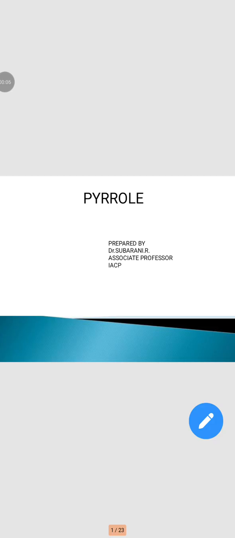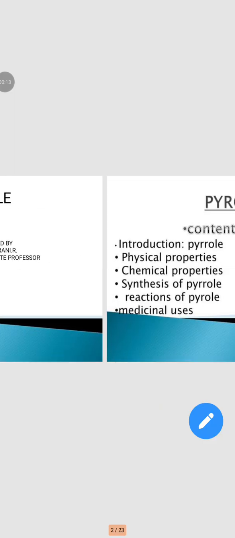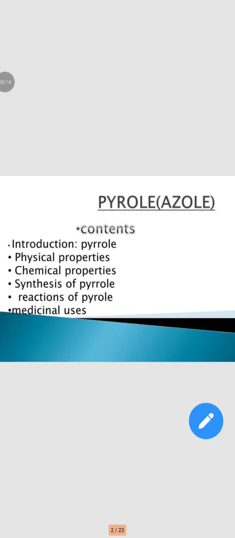I am Subarani, Associate Professor, Emmanuel Sir College of Pharmacy. Today's topic is PYRROLE. The content of this PPT is, first of all, introduction of PYRROLE, then physical properties of PYRROLE and chemical properties, and the synthesis of PYRROLE, some chemical reactions of PYRROLE, and medicinal uses of PYRROLE.